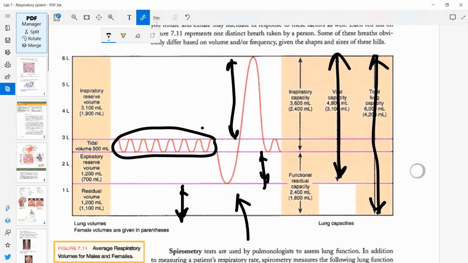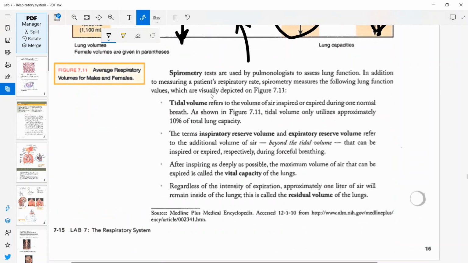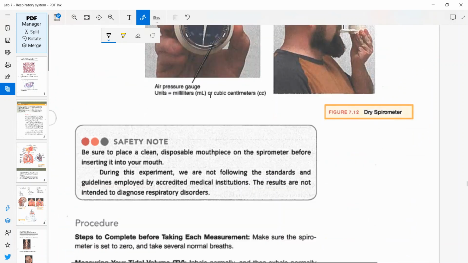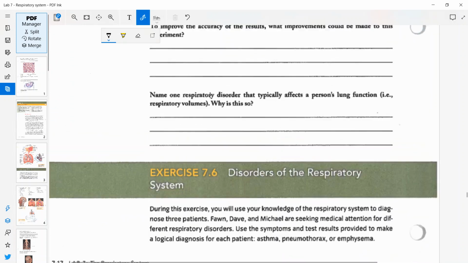Inspiratory capacity, tidal plus inspiratory reserve. That's the amount of air that you can inspire after your normal exhalation. Functional residual capacity, that's the amount of air that stays in your lungs after your normal tidal exhalation. We can't measure respiratory volumes, so we can abandon this thing altogether, okay?